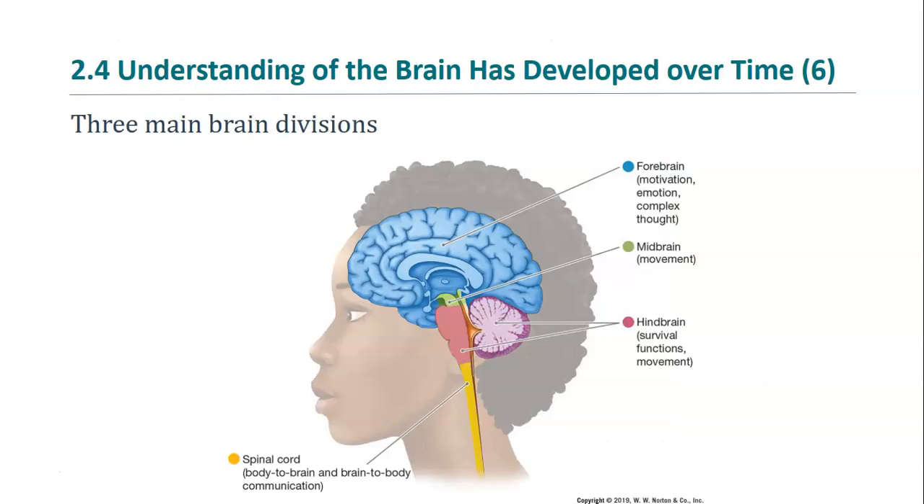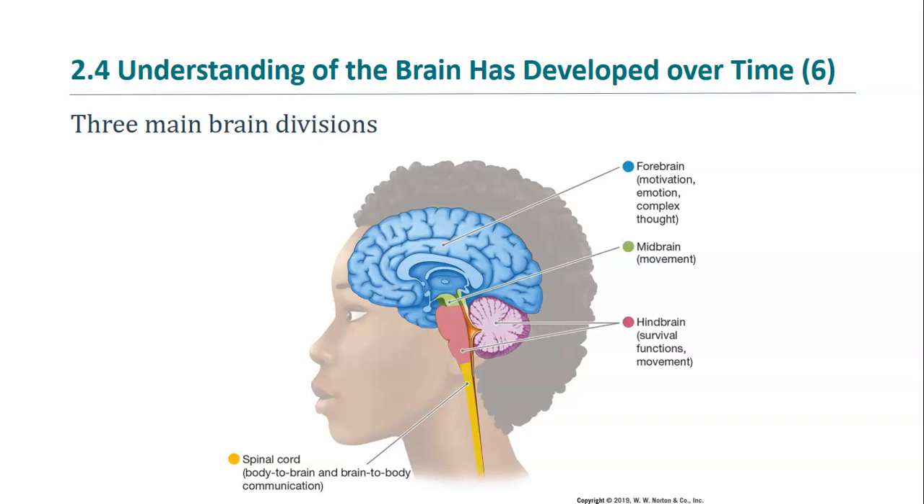Let's move on now to the structure of the brain. As seen in the image here, the brain has three major divisions. Immediately above the spinal cord is the hindbrain, which controls survival functions like breathing, heart rate, swallowing, etc. Above this is the midbrain, which has important roles in modulating movement.